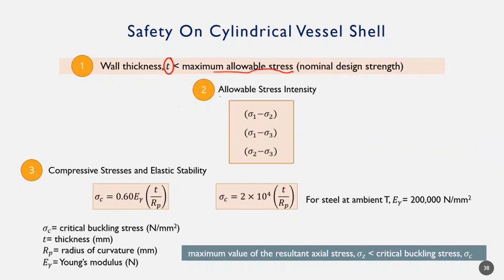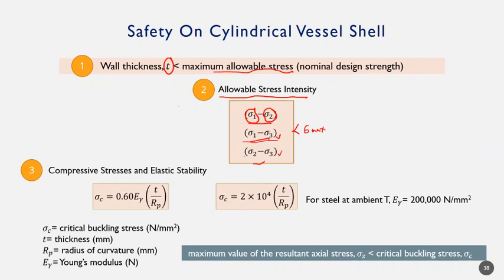And second, the criterion is based on the allowable stress intensity. We may determine the allowable stress intensity using this equation. Basically it should be less than the maximum allowable stress. So it is the first principal stress minus the second principal stress, or if you neglect the third principal stress, you may neglect this part.